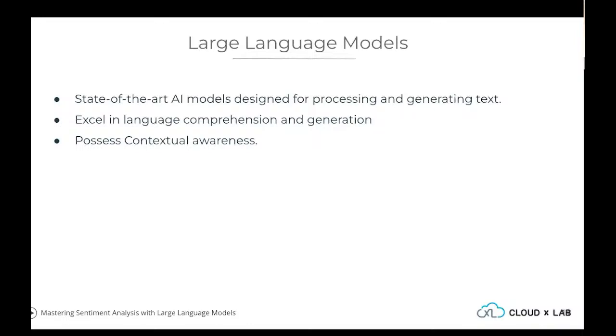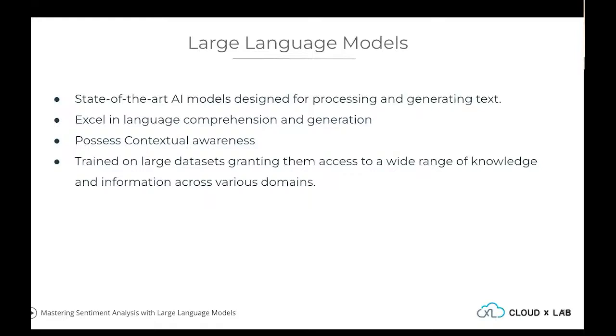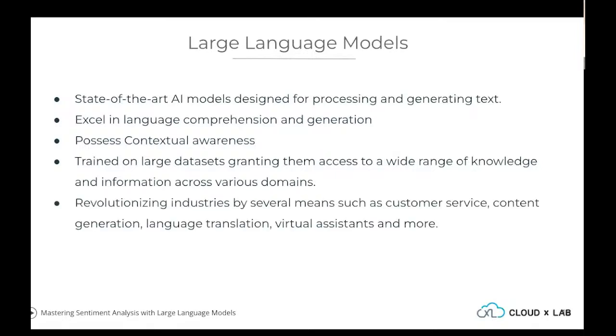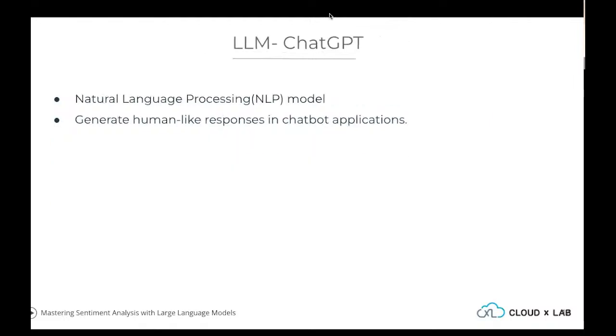They also possess contextual awareness. So what is contextual awareness? They know the context of the thing. If you are saying a particular sentence, they know in what context it is being spoken. They are trained on large data sets, granting them access to a wide range of knowledge and information across various domains. And they are revolutionizing industries by several means, such as customer service, content generation, language translation, virtual assistants, and more. This is what large language models do.